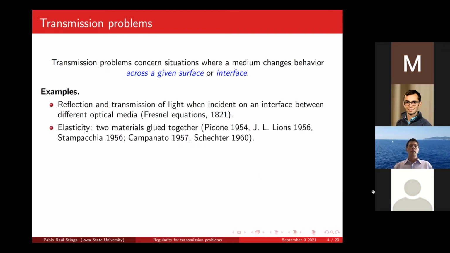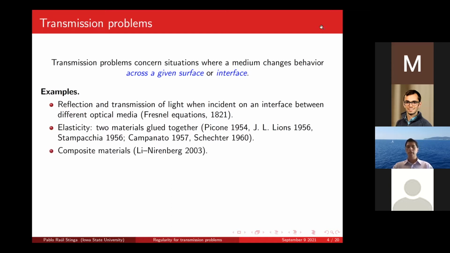Other examples are from elasticity, where you have two materials that are glued together, and one material pulls the other. Perhaps mathematically, the first one to pose this problem was Mauro Picone in 1954. He proved uniqueness. Then Jacques-Louis Lions proved existence in the Sobolev space. Stampacchia also made contributions, and then Campanato generalized to other equations, and Schechter to other non-divergence form equations with smooth coefficients.